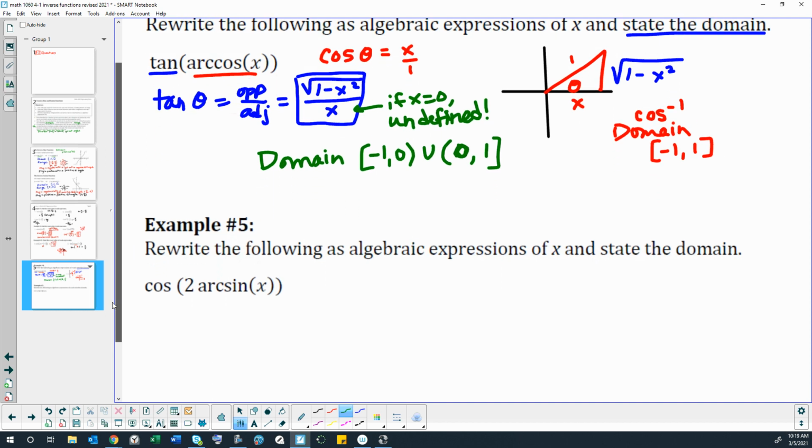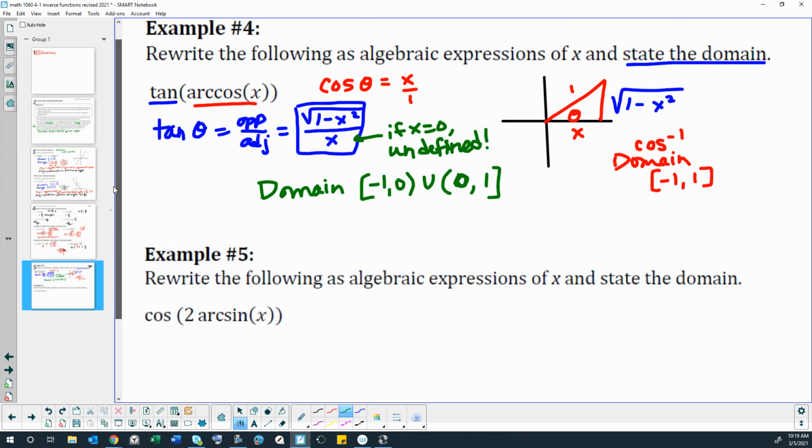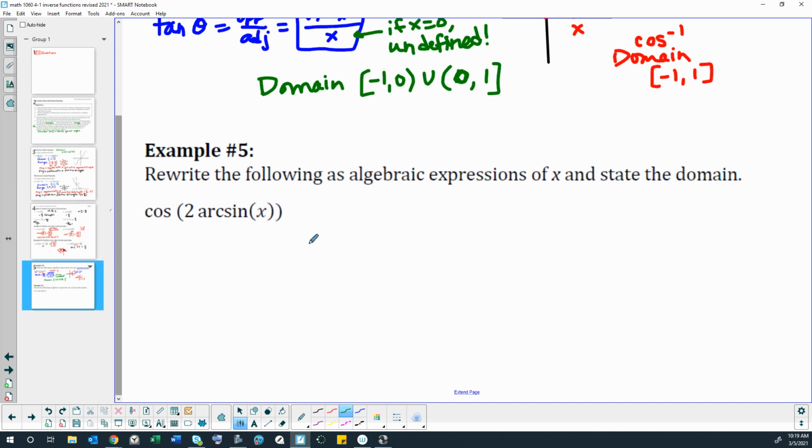Okay, example 5. Rewrite the following as an algebraic expression of x and state the domain. I was trying to figure out if the grammar was wrong there, but I guess it works. Okay, so again, we're going to start with this part. We're going to say that the arc sine of x equals theta because sine of theta equals x, and that means it would be x over 1.